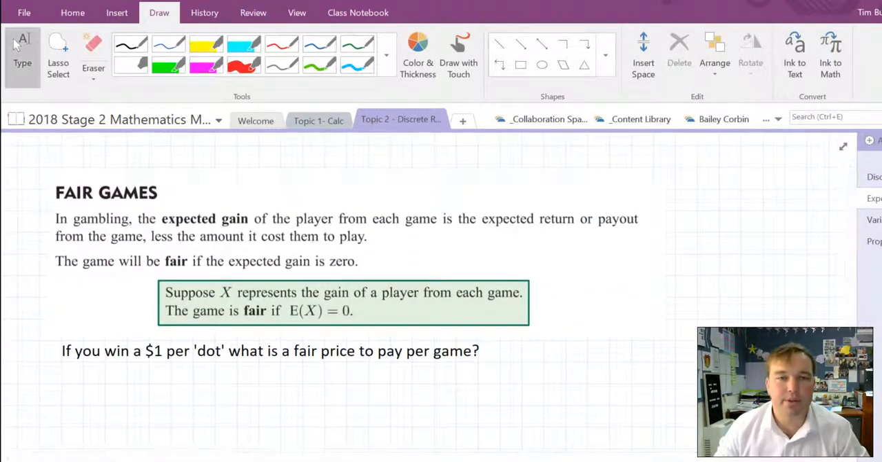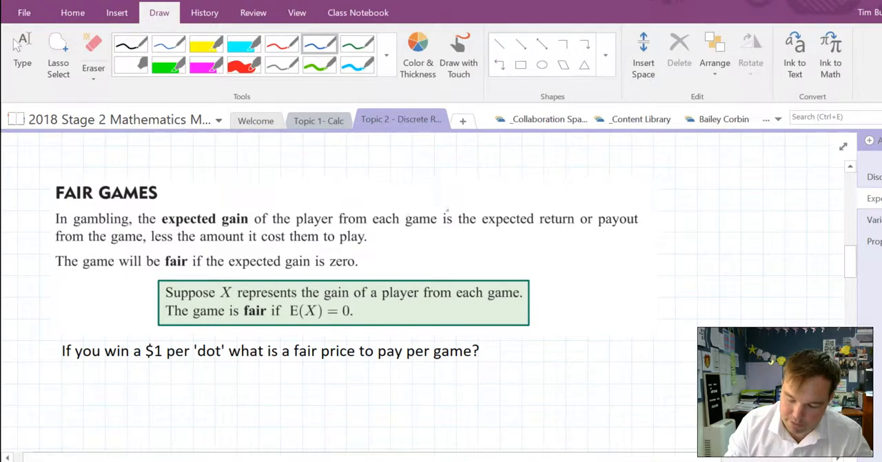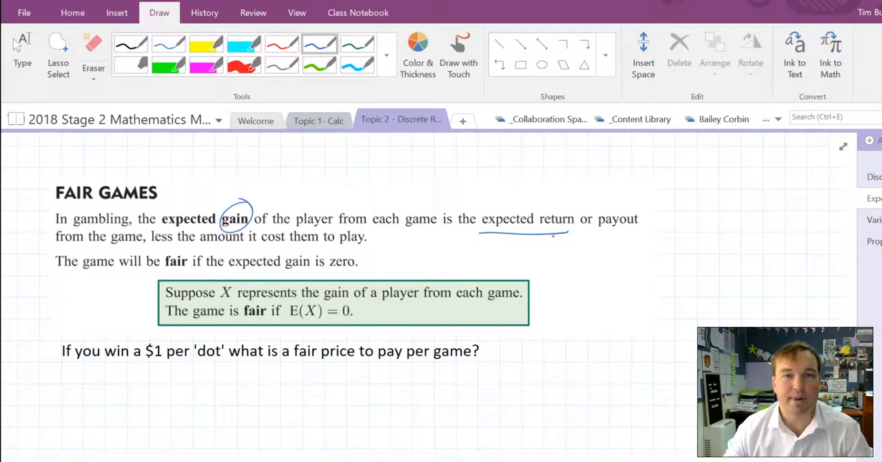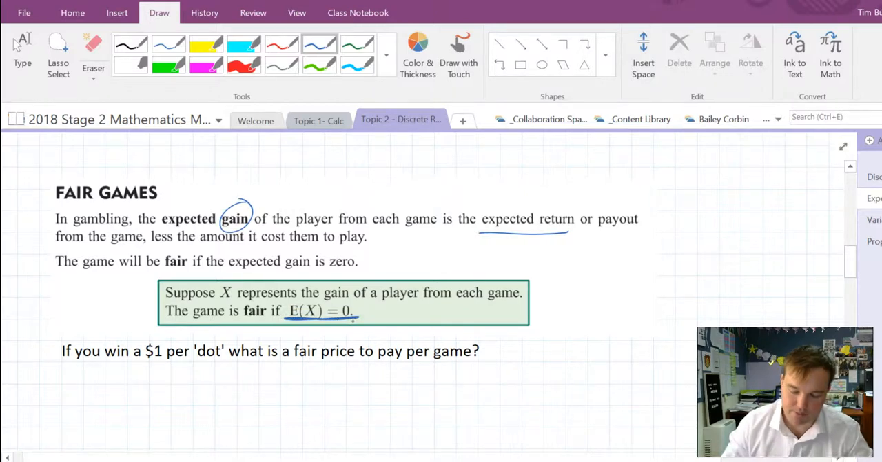So now we're going to look, very quickly, at the concept of a fair game. In gambling, the expected gain of the player from each game is the expected return or payout of the game, less the cost for them to play it. So in gambling, the expected outcome for a player will always be negative at a casino, because the house expects to win, you expect to lose. A fair game is when the expected gain is 0. So overall, for a fair game, E(X) is 0.